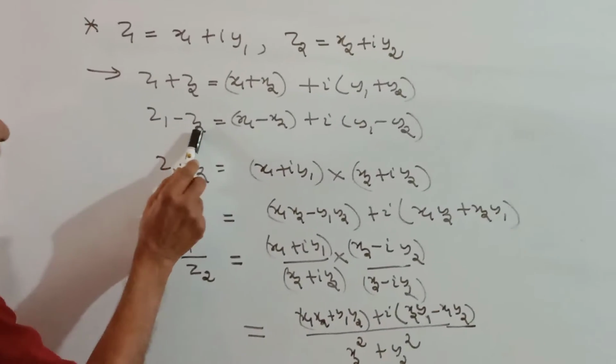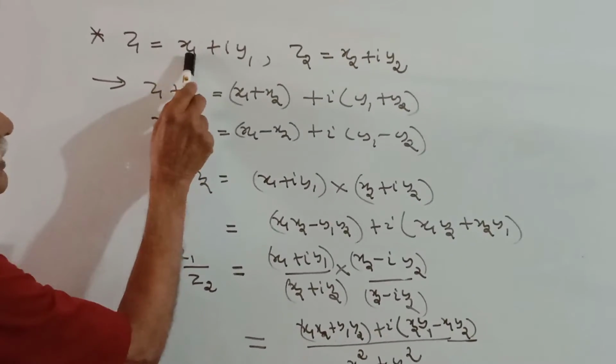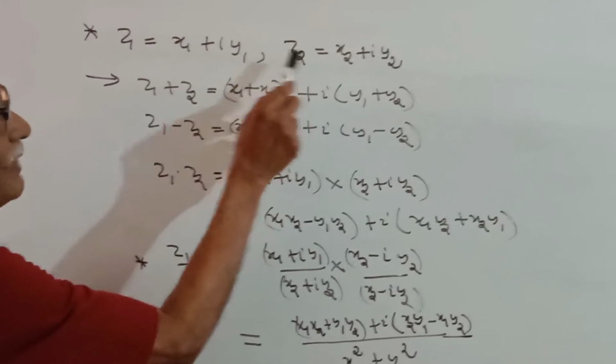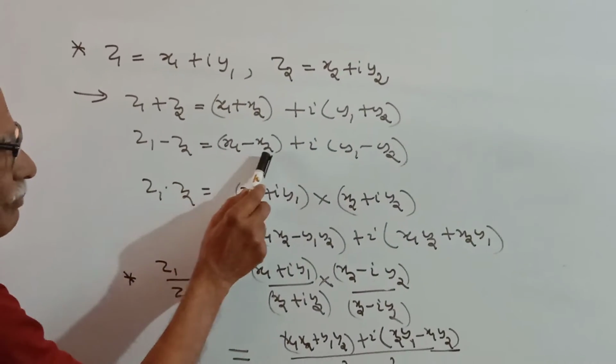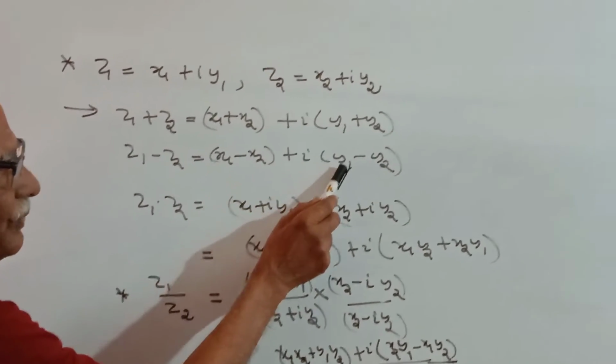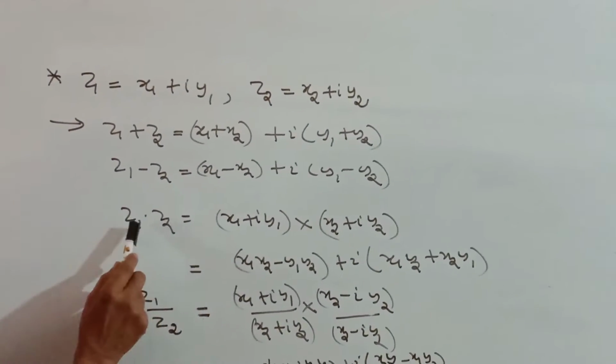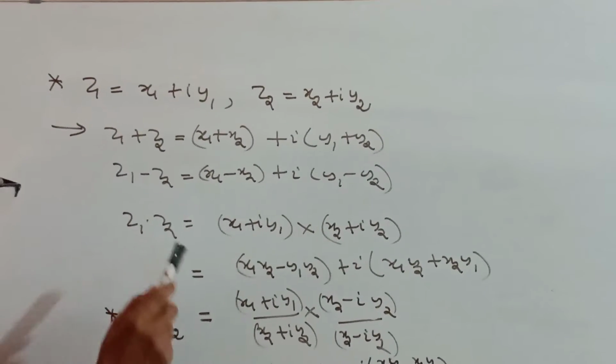Now Z1 minus Z2. It is x1 minus x2, because that minus sign comes. So x1 minus x2 plus i into y1 minus y2. Now Z1 into Z2 is different.